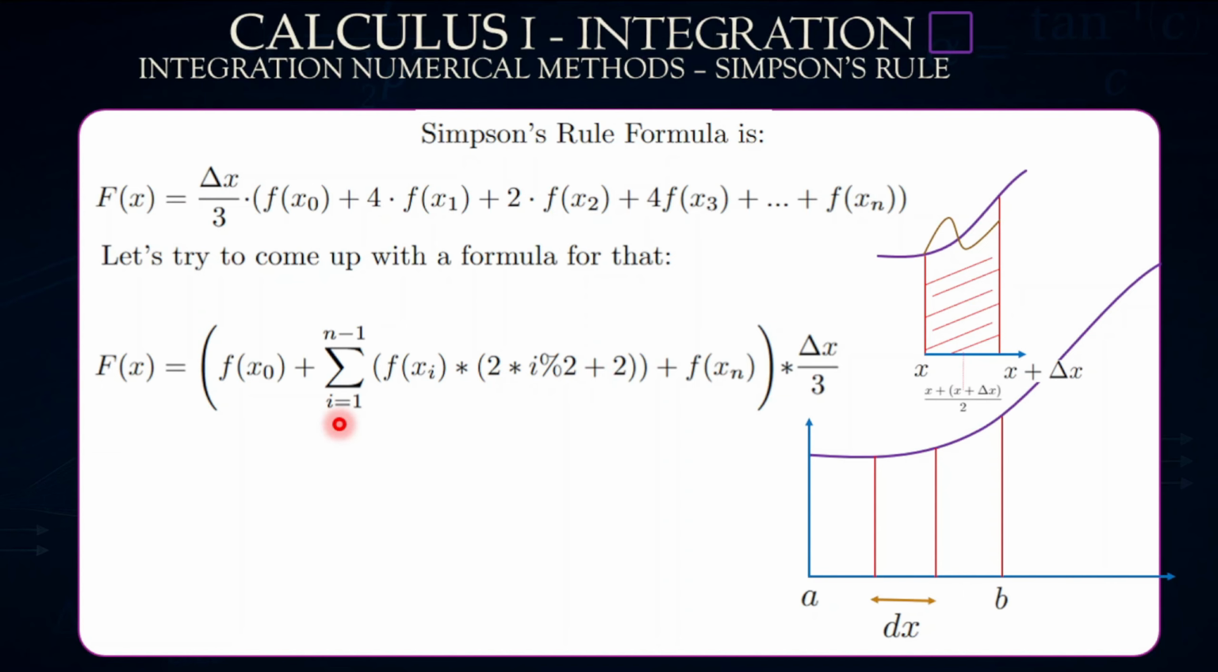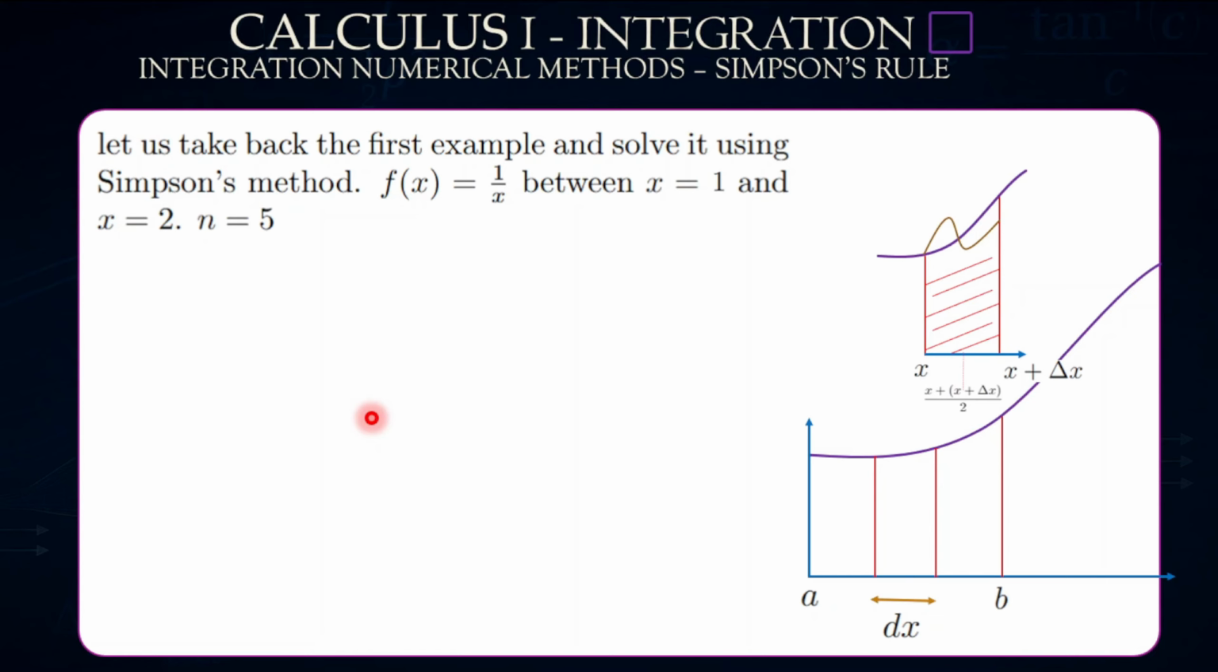But for i equal 2, which is the next component, notice something here. 2 is divisible by 2. So 2 modulo 2, modulo is the remainder of a division. When you divide 2 by 2, the remainder is 0. So 0 times 2 gives you 0. What remains is the plus 2 here. You multiply it by f(x2). Let us again take back the first example of f(x) equal 1 divided by x between x equal 1 and x equal 2, n equal 5. Nothing changed. And we're going to try Simpson's rule for this equation.